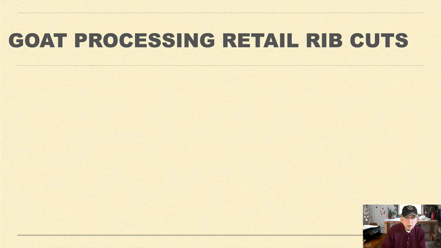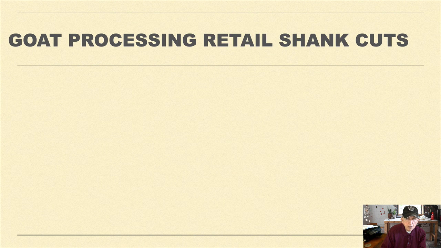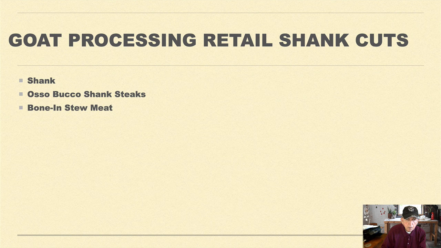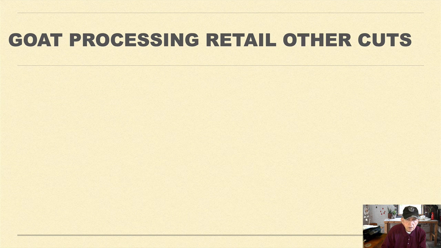Goat processing retail rib cuts: short ribs, back ribs. Goat processing retail shank cuts: shank, osso buco shank steaks, bone-in stew meat, chuck shoulder roast.